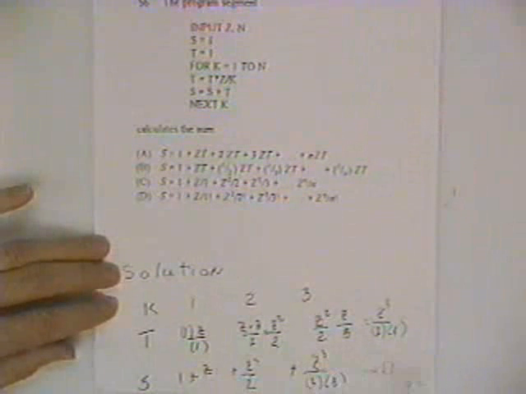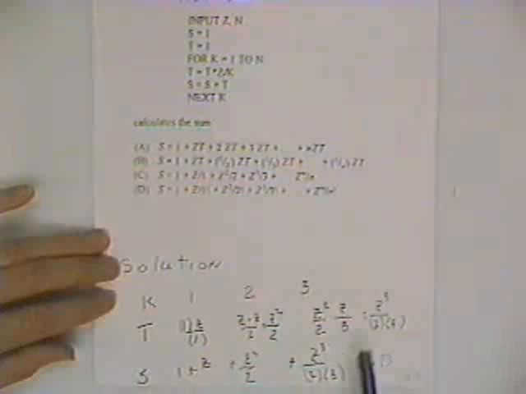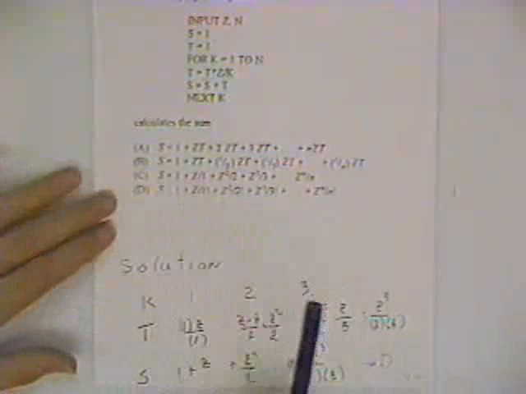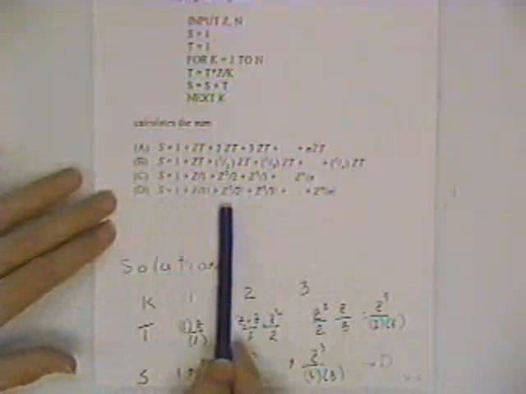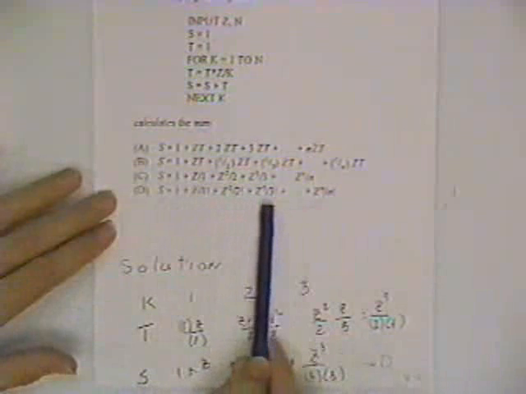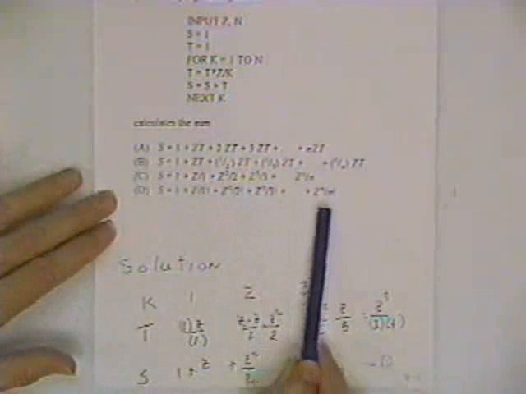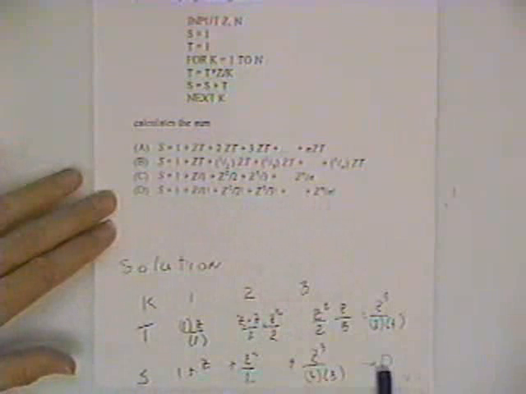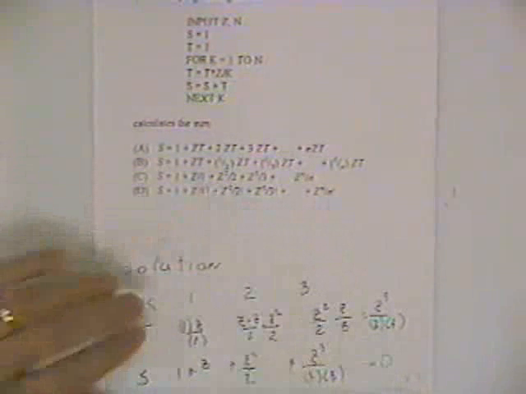And you see that the 2 times 3 times 4 is going to be equal to n factorial. So that the answer in this case would be 1 plus z plus z squared over 2 factorial, z cubed over 3 factorial, on up to z to the n over n factorial. So the answer in this case would be D.